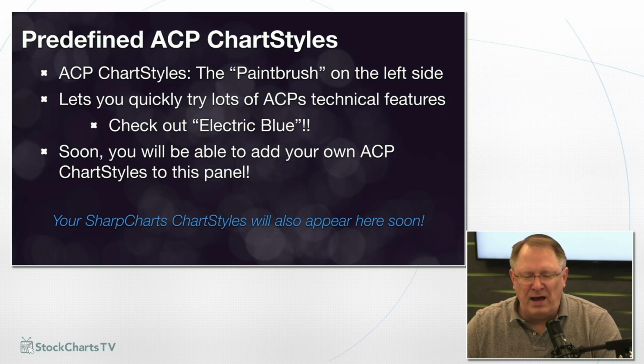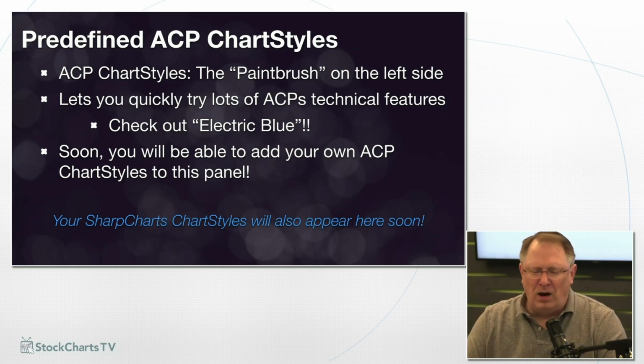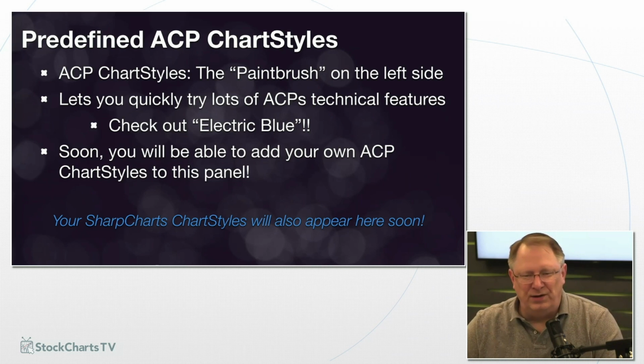And we have in there right now a whole collection of predefined ACP chart styles. So these are styles that we created kind of as a demo. They're helpful, but they're also there to show you all the different things that ACP can do. It's going to let you quickly try out all of the different ACP features just by going from one style to another style to another style. My favorite one is electric blue, and we'll see that one in just a minute. But you should try all of them to get a good sense of the kinds of charts that ACP can create.